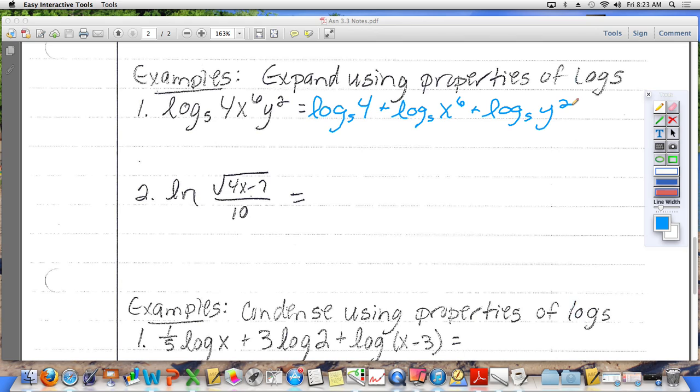It seems like we're going backwards instead of. Well, there will be a time when I might give you this and ask you to come up with that. You have to be able to go both ways.